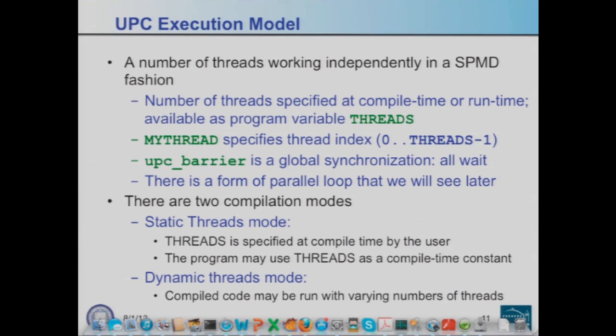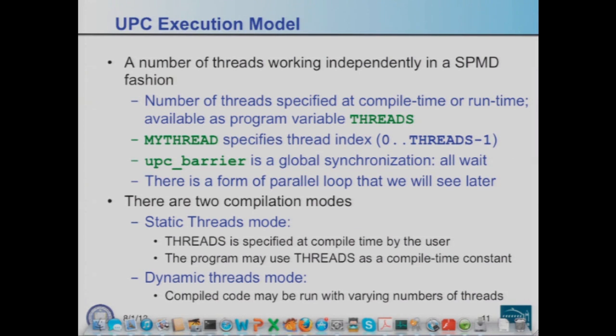So, in terms of what UPC actually looks like, like MPI, you have a notion of how many threads there are in the world, and a notion of which one is the ID of the thread that's executing a particular program. It's a single program, multiple data model. So there's a fixed number of threads. They start at the beginning of the program. They run to the end of the program. You don't dynamically create and destroy threads. And then there's a UPC barrier, which is a global synchronization that works just as it does in MPI.